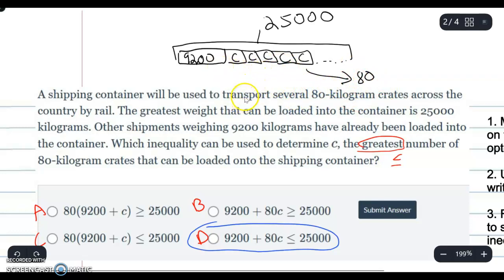And step 3 is to find the keyword. The keyword is greatest number of. So when you have greatest number of, that's going to equal less than or equal to. So we'll have the 25,000. Okay, it's got to be the 9,200, and did I say 2,500? I'm sorry. The 25,000. Okay, is what is the greatest it could be here. The 9,200 plus all the extra crates added together would have to be less than or equal to 25,000. So that's why it's going to end up being D. D is going to be your answer.